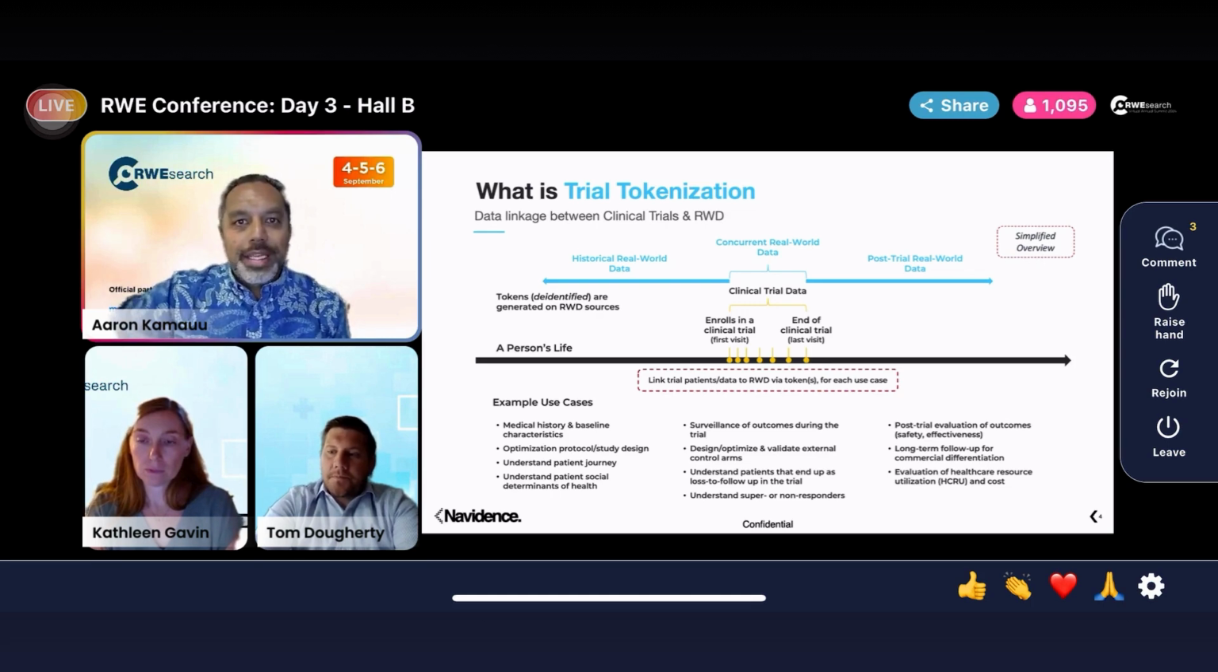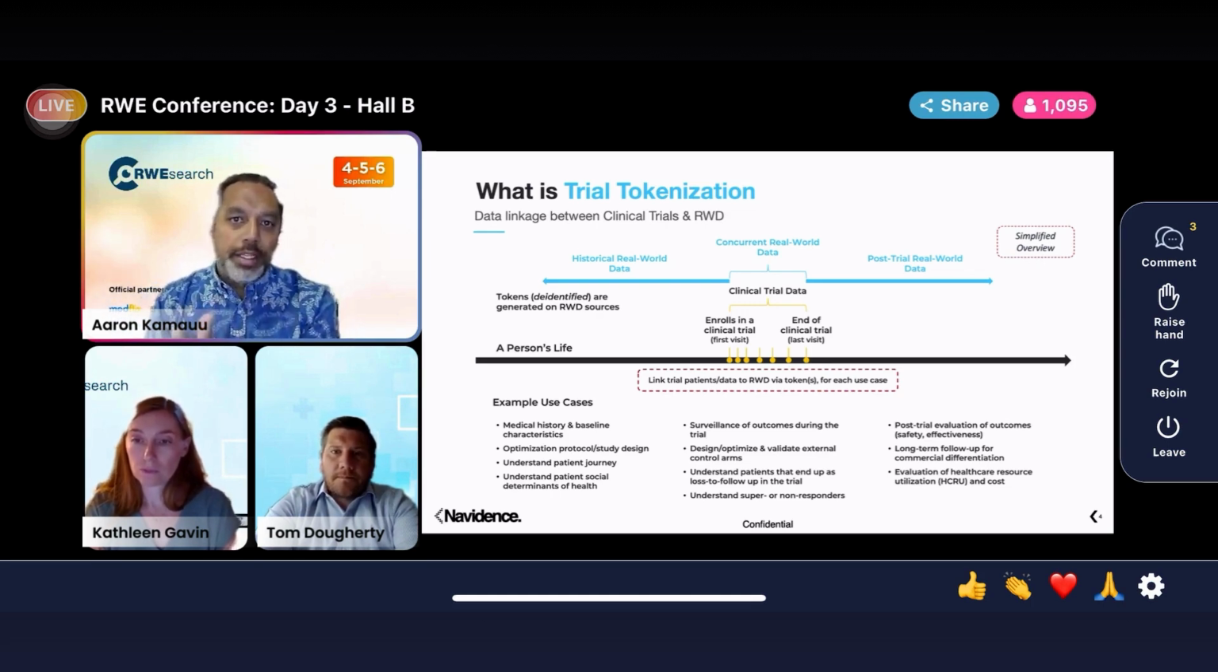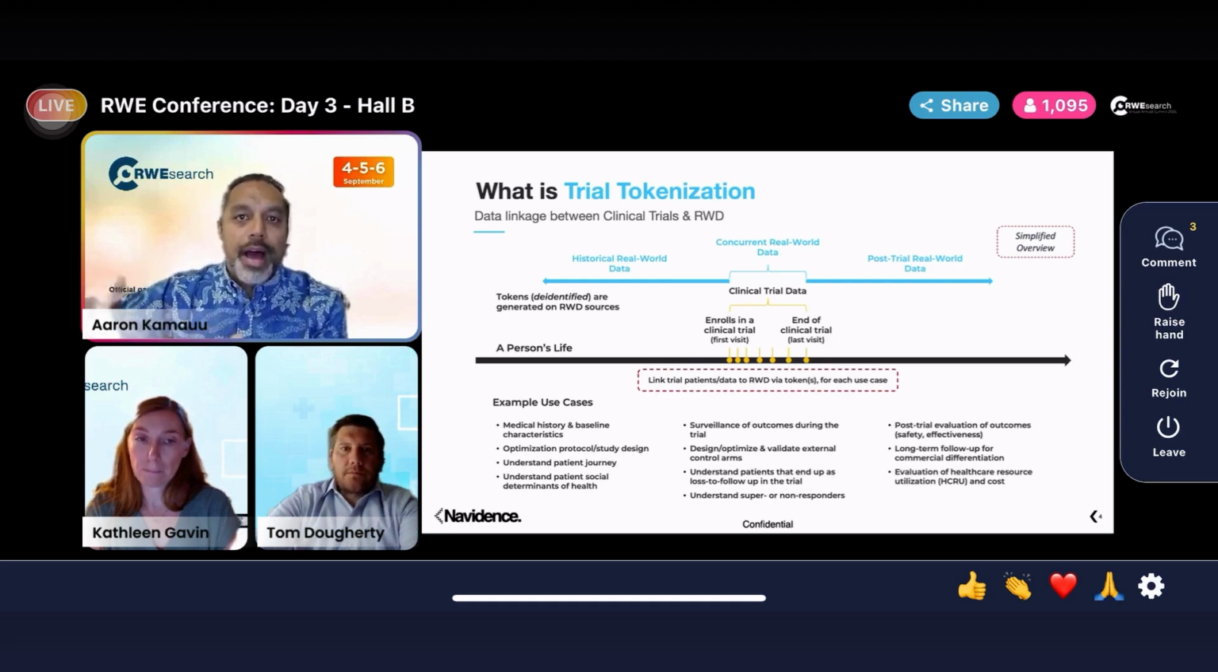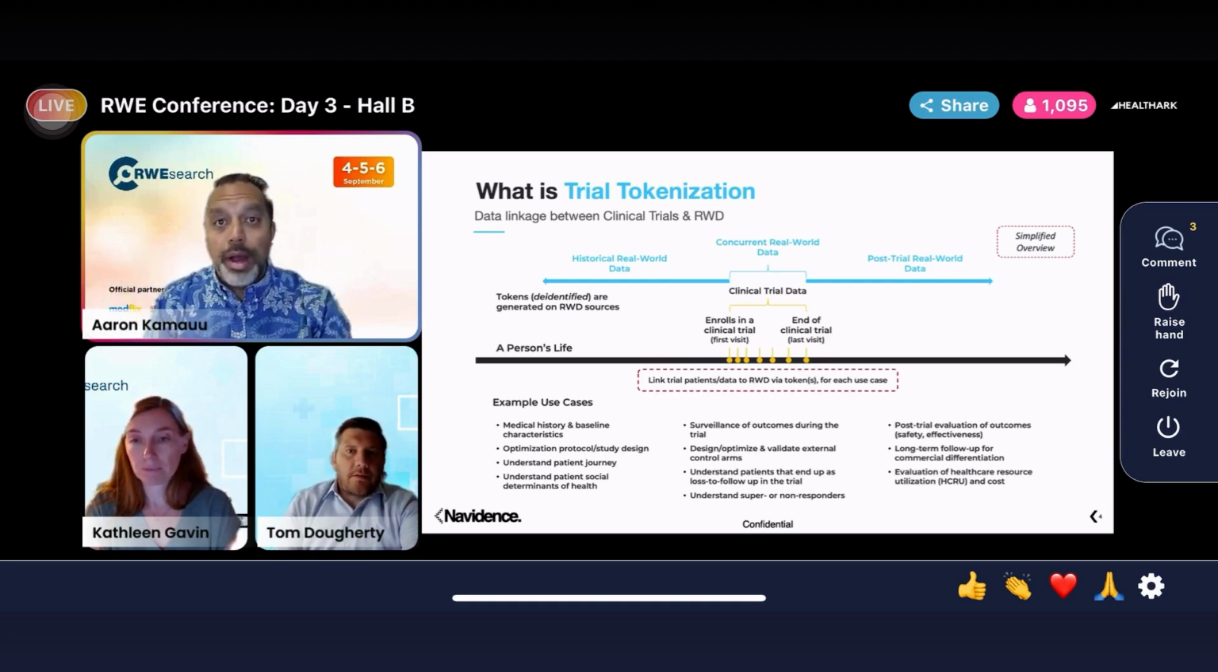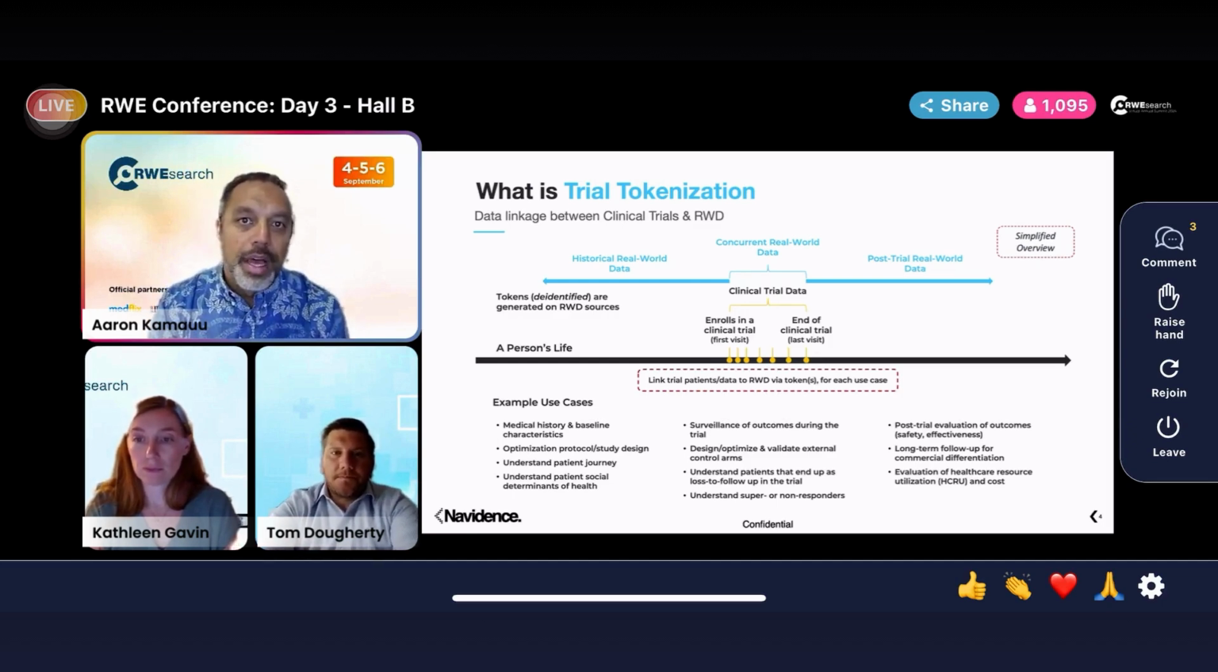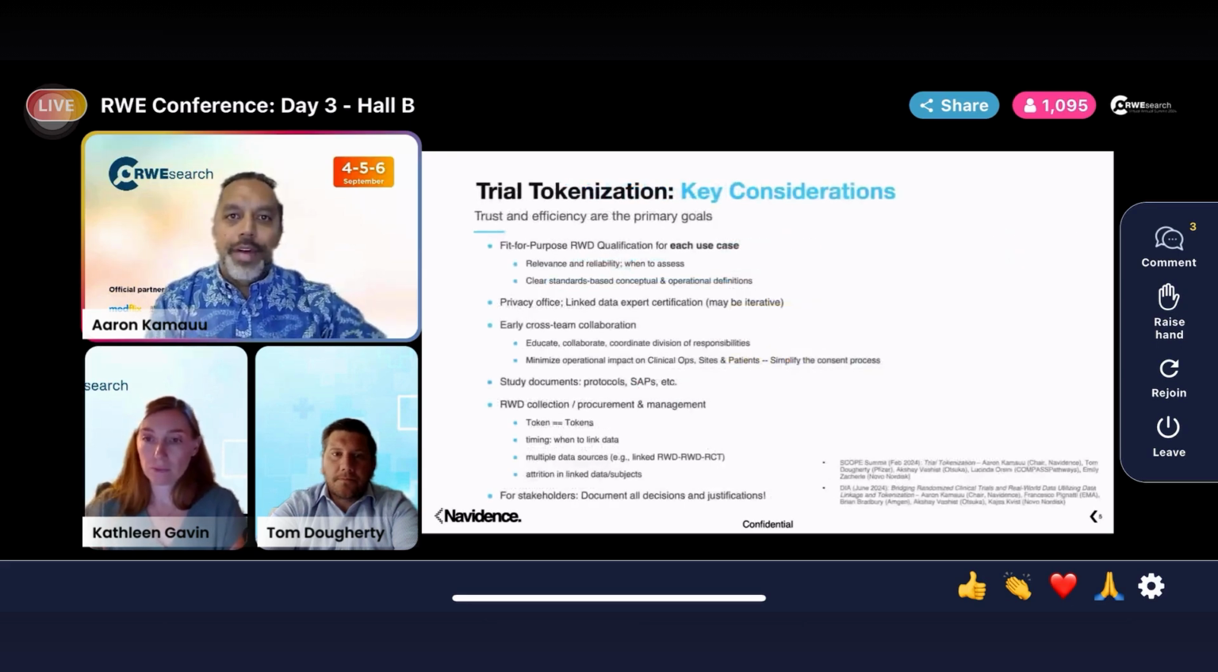And then I would say some of the most common use cases I hear are post-trial. It's after the patient is done with their last visit, but under consent, being able to continue monitoring their safety outcomes, their effectiveness outcomes after the trial is completed without requiring the patient to have to come into visits, reducing the burden on sites and patients, but continuing the research beyond the end of the trial itself and evaluating even healthcare resource utilization.